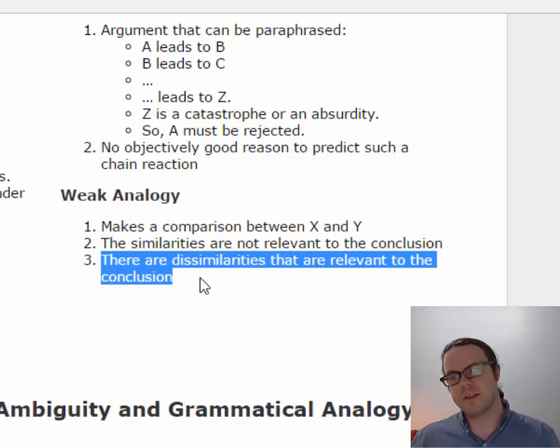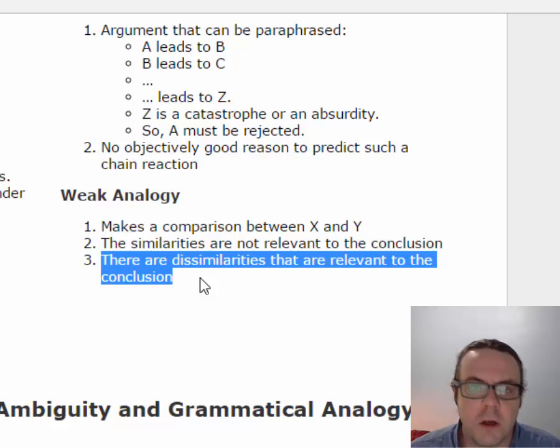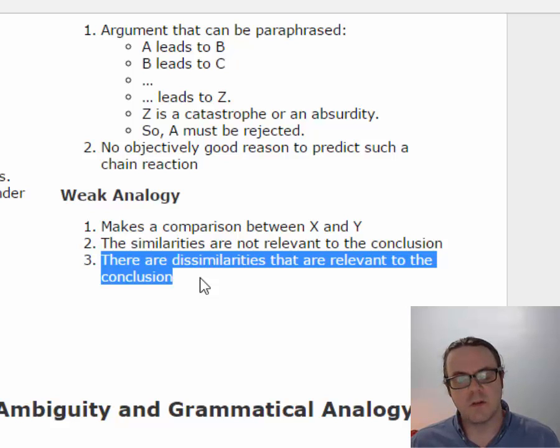Another problem is if there are dissimilarities that are relevant to the conclusion. So in the case of comparing the two cars, I make the comparison based on the color or something, and then one of them is like a Mustang. Al's car is like a Prius, and Bob's car is a Mustang. And then because the color is the same, I'm betting on them having similar gas mileage, and I'm overlooking this glaring dissimilarity between the two cases.